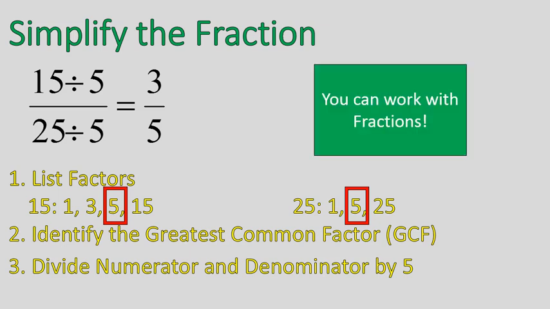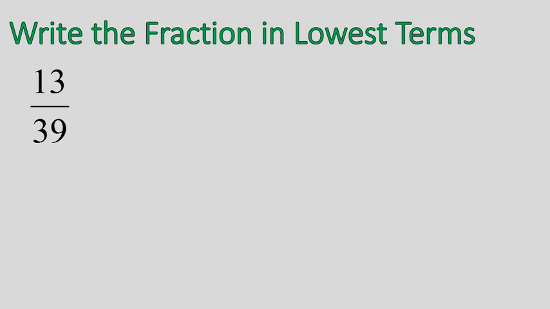You can work with fractions. That's all it is. You're finding factors, identifying greatest common factor, which you did, and now you're just dividing the top and bottom by that greatest common factor. This is how we simplify fractions. That's it. You're finding factors, okay? Another way to say simplifying a fraction is writing a fraction in lowest terms. Okay, that's another way to say the same exact thing.